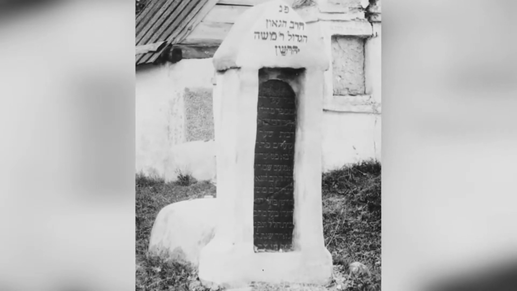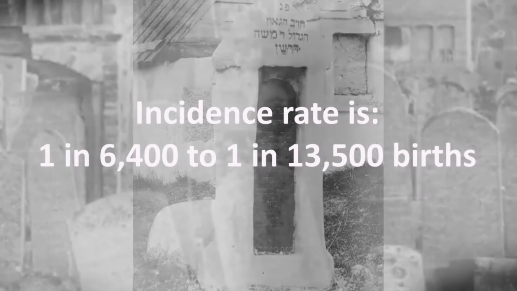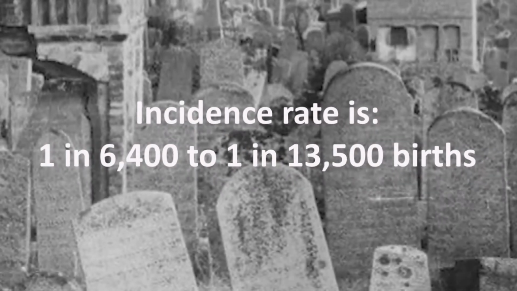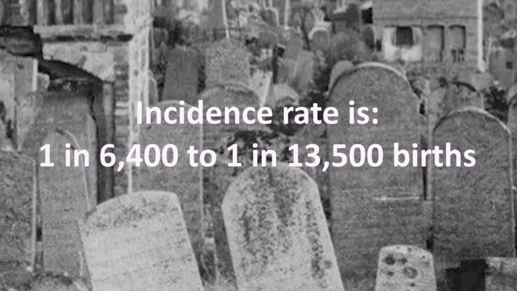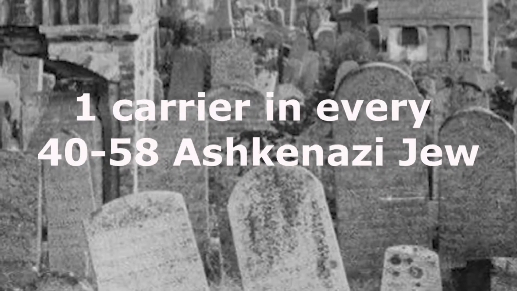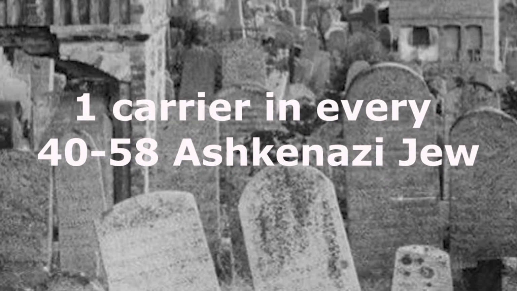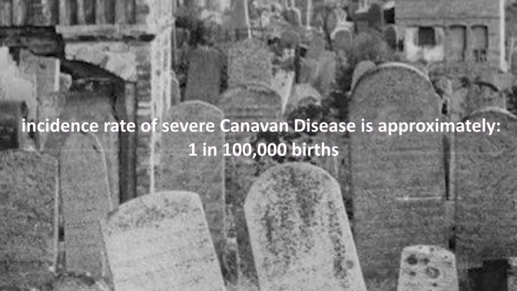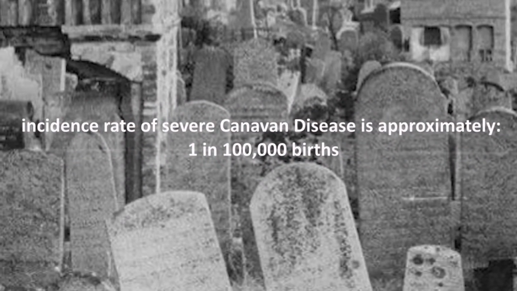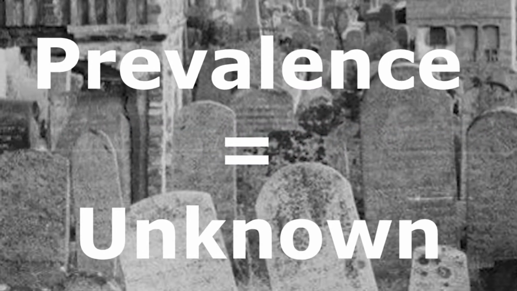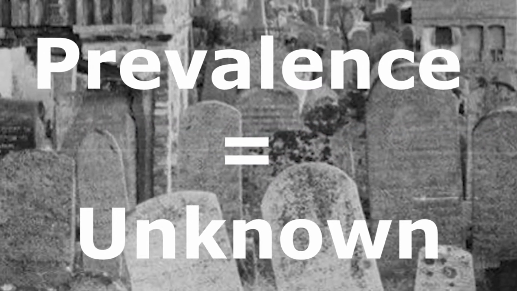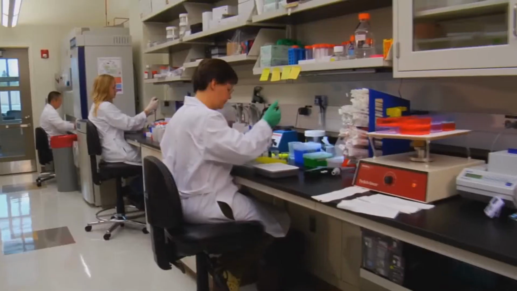If both parents are of Ashkenazi Jewish descent, the incidence rate is 1 in 6,400 to 1 in 13,500 births. This ratio shows that there is one carrier in every 40 to 58 Ashkenazi Jews. For the non-Jewish population, the incidence rate of severe Canavan disease is approximately 1 in 100,000 births. The prevalence of Canavan disease in the general population is unknown, but most reported individuals are of Ashkenazi Jewish origin.